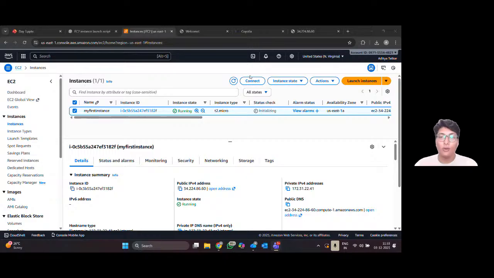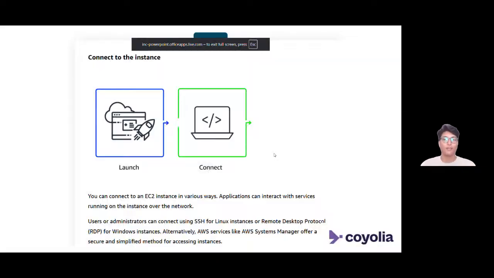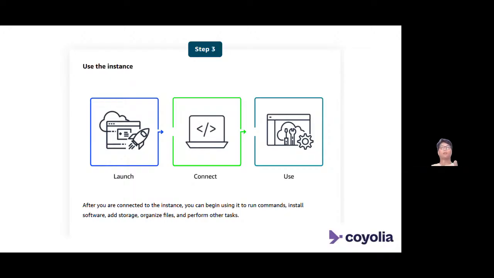Okay, perfect. Let's go back to the slide because we are going step by step. The first thing we did is launch, the second is connect, and the third is use it. We also used it by opening the IPv4 address, which is public, and opening that link on our local machine. We can share that link with friends or anyone, and they can access it.